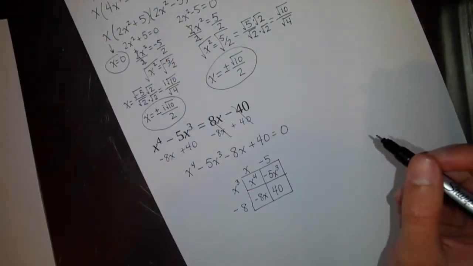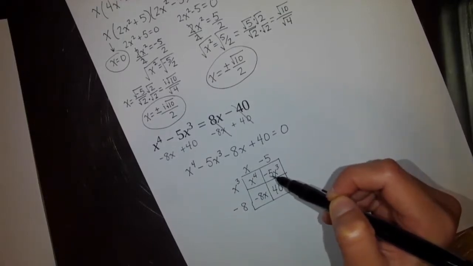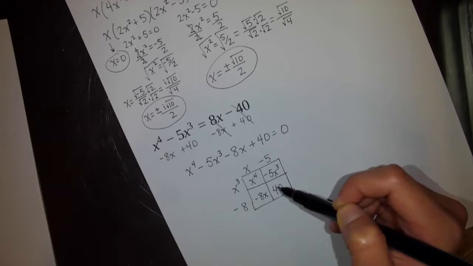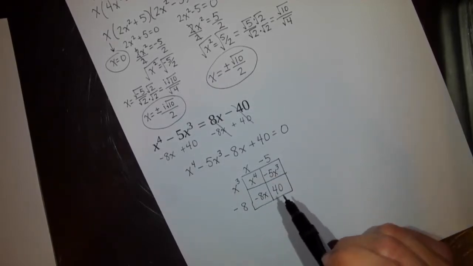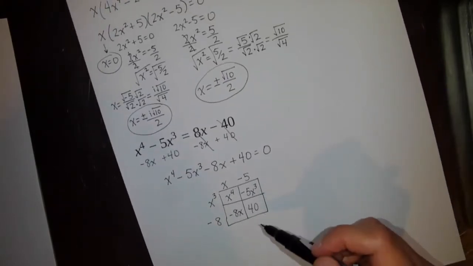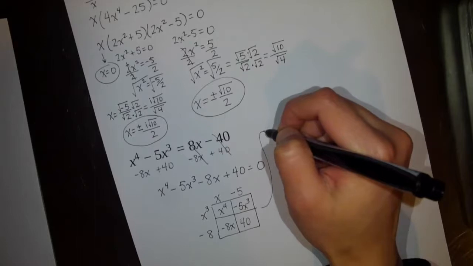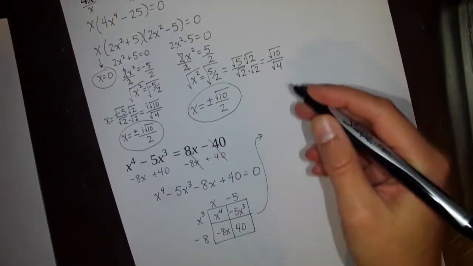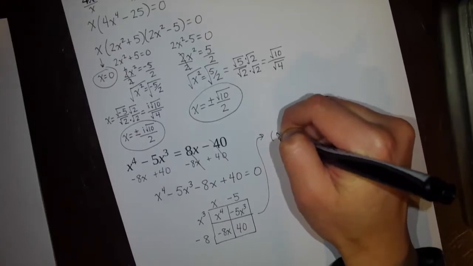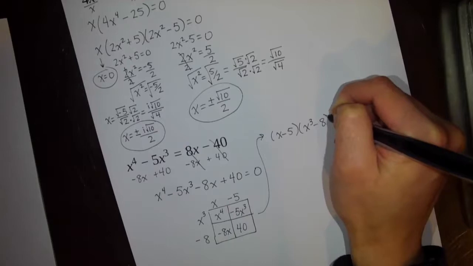Just to double check with your signs, negative 5 times x cubed is negative 5x cubed. Negative 5 times negative 8 is positive 40. So you always want to double check the multiplication. Okay, so I'm going to write this in factored form up here. So this expression factors out to be x minus 5, x to the third minus 8.